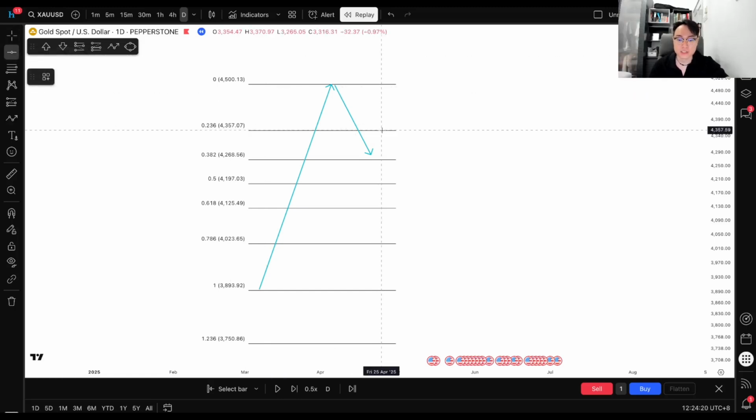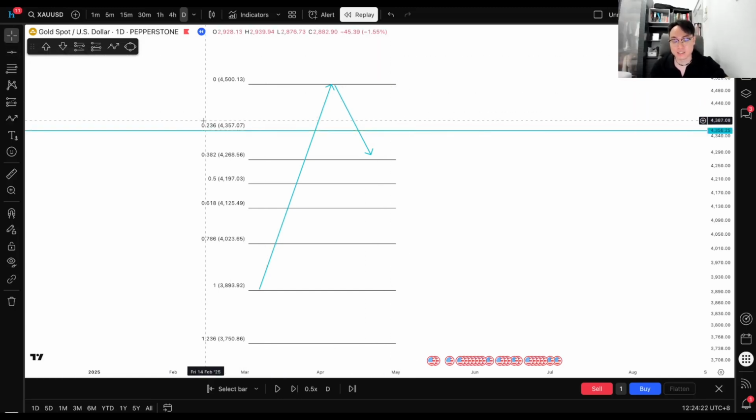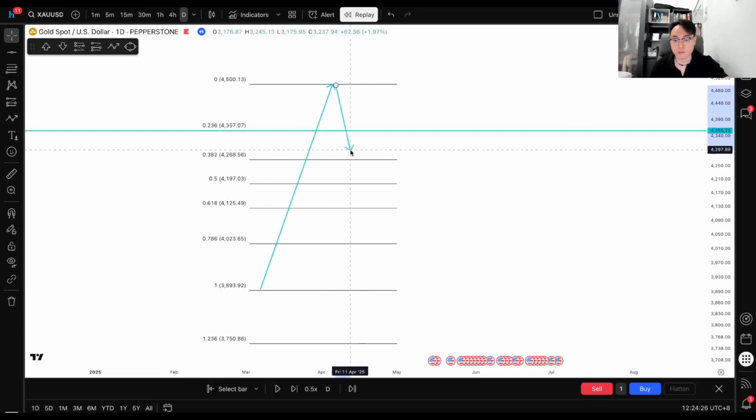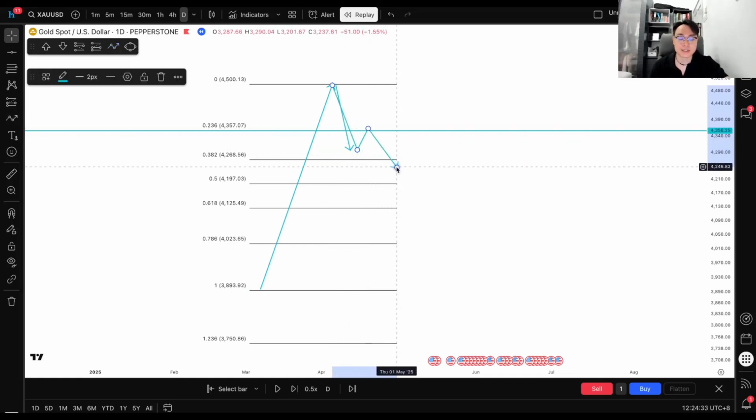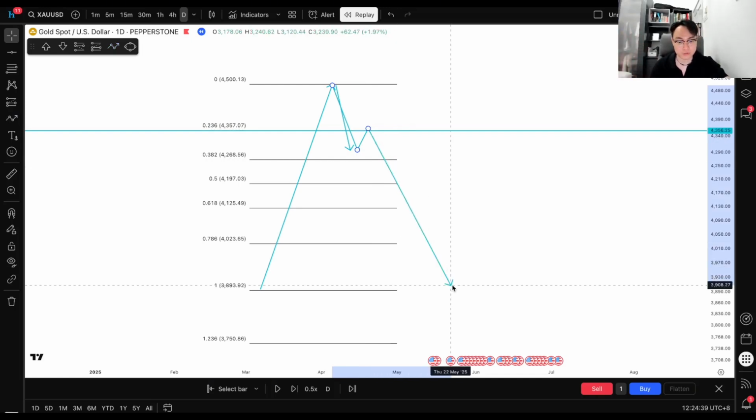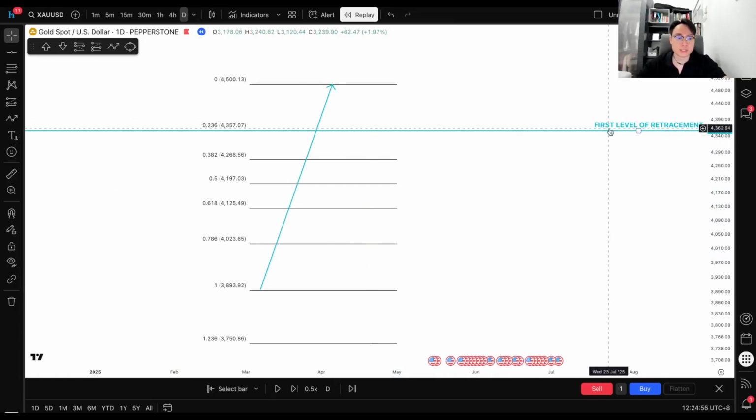So the first 0.236 is going to be the first level of retracement. We are expecting that when price breaks the low of the first level, price is potentially starting to retrace. An uptrend is potentially retracing downwards or turning into a downtrend. This level right here, we're going to see as the first level of retracement.